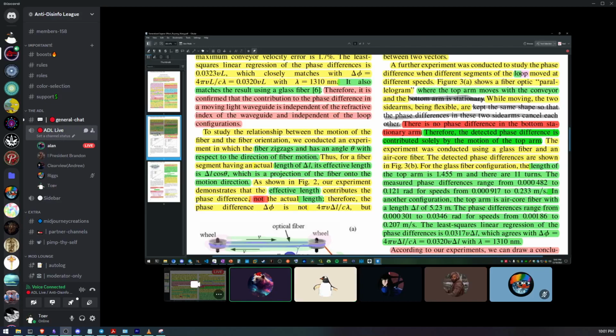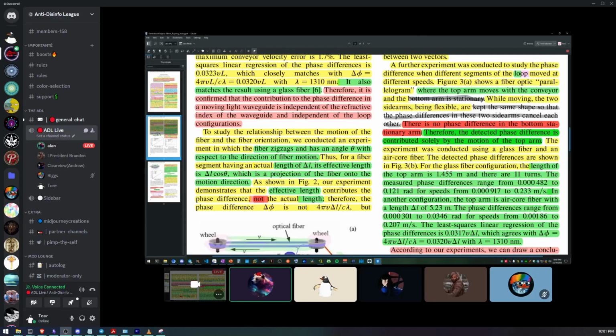The experiment was conducted using, what's that? Nothing. Keep going. The experiment was conducted using a glass fiber and an air core fiber. The detected phase differences are shown in Figure 3B.